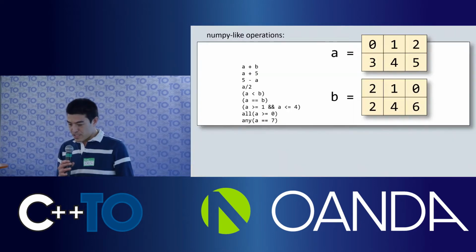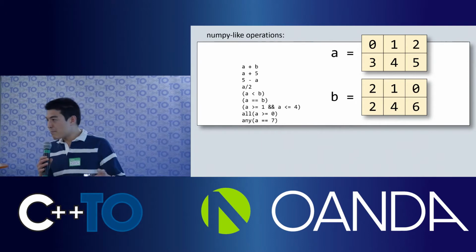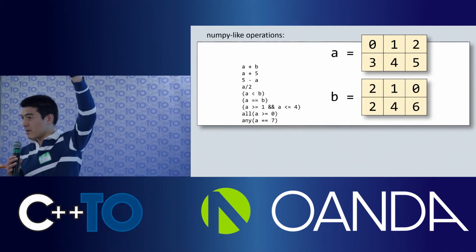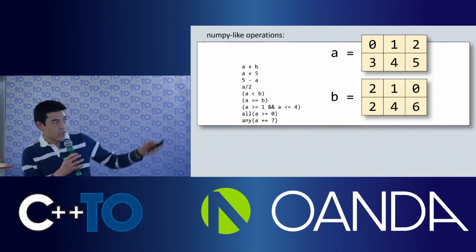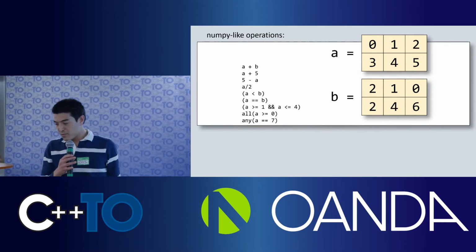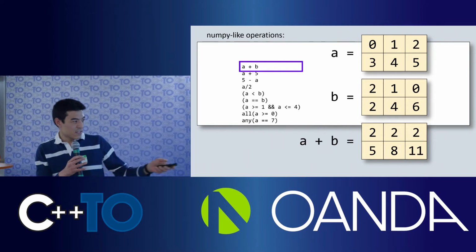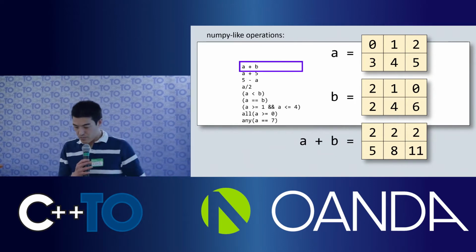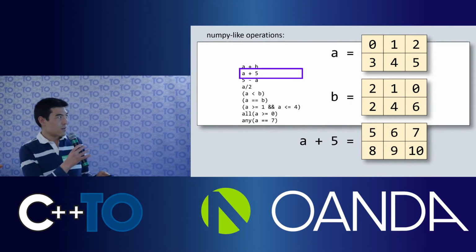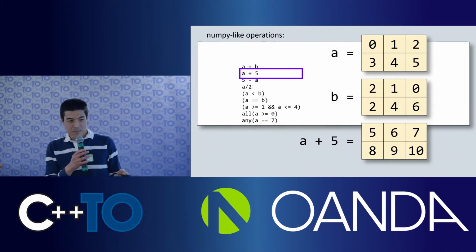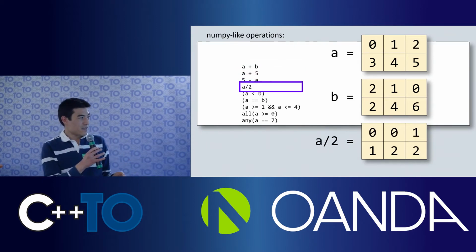We were sort of inspired by the Python NumPy package. Does anyone know Python NumPy? Yep, okay. Which lets you do things like this. So you can create two multidimensional arrays, A and B, and you can do things like this. You can go A plus B, and you get the result of adding all the corresponding elements. You can go, add 5 to each element. 5 minus A, divide each element by 2.